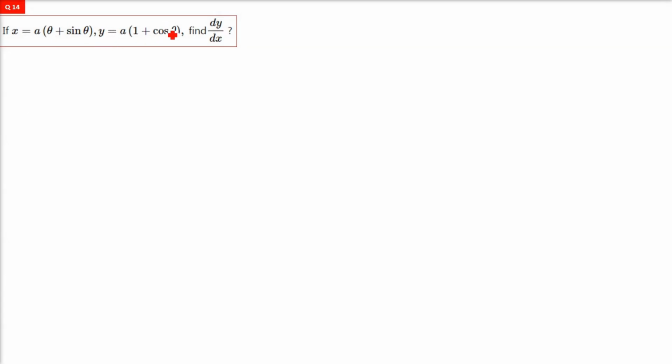Now x is a(theta plus sine theta) actually, and y is a(1 plus cos theta). We have to find dy/dx. So x is equal to a(theta plus sine theta).